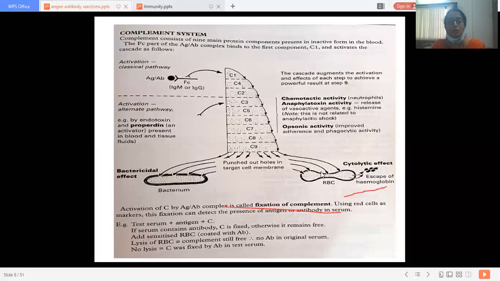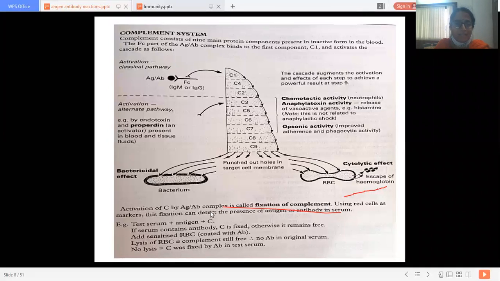Okay, so here there are punched out holes in the target cell membrane. Here the bactericidal effect happens. See, these are the punched out holes on the surface of the bacterium, and here the cytotoxic effect on RBC, with escape of hemoglobin. So the activation of the complement system by antigen and antibody complex is called fixation of complement.